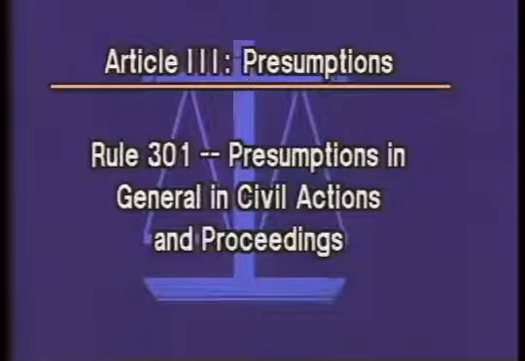Rule 301 governs all other presumption questions that are not expressly resolved by the statute which creates them. 301 provides that a presumption imposes on the party against whom it is directed the burden of going forward with evidence to rebut or meet the presumption, but does not, I emphasize, does not shift to such party the burden of proof.